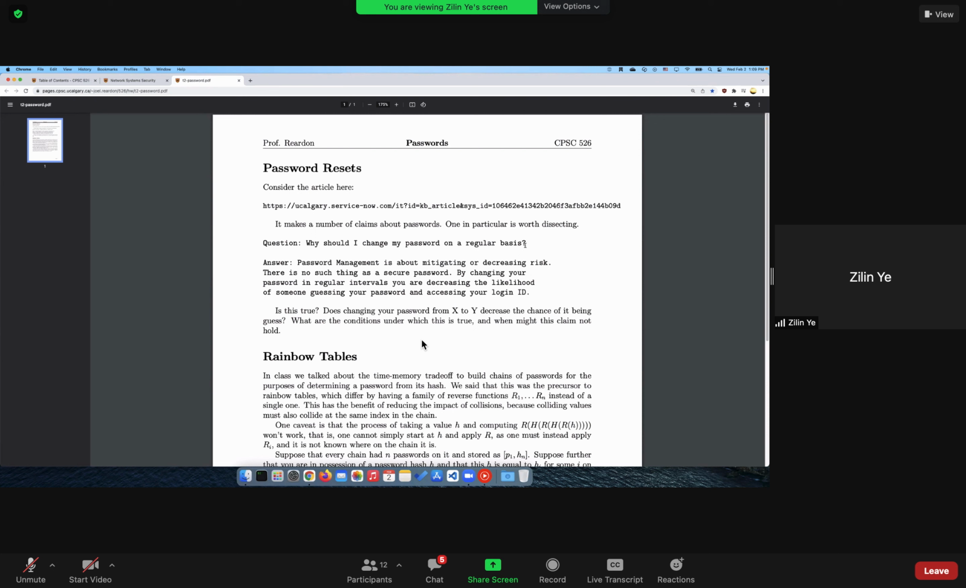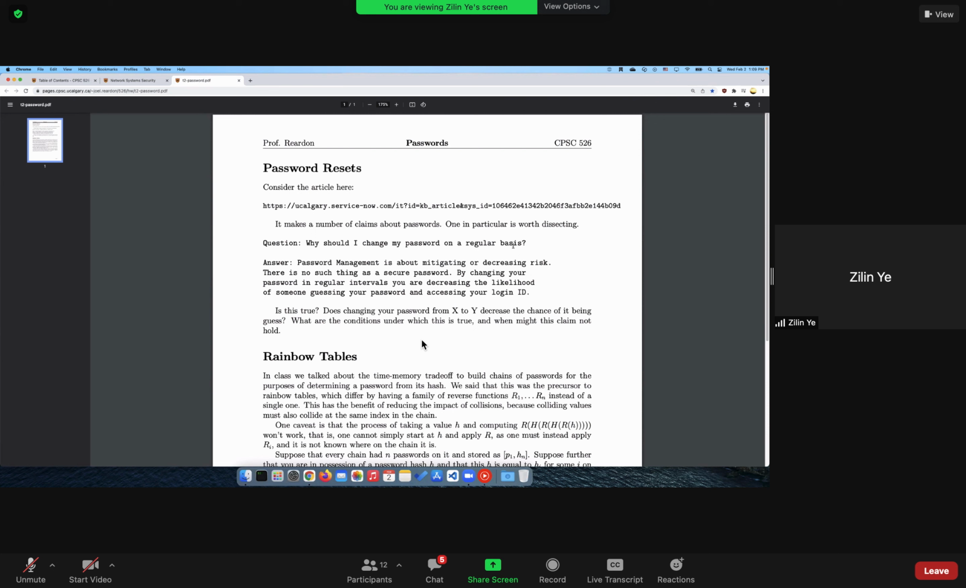I think most of you know that if you haven't changed the password of your UCalgary account for a year, then you will receive an email saying that you haven't changed your password for a year, please change it now, please reset your password. And I think that's annoying, and most of us think that's annoying as well.